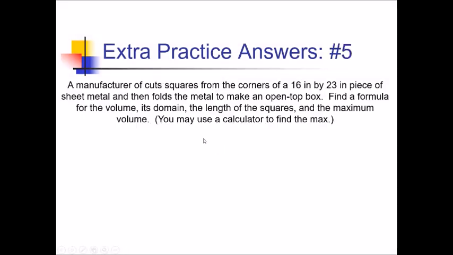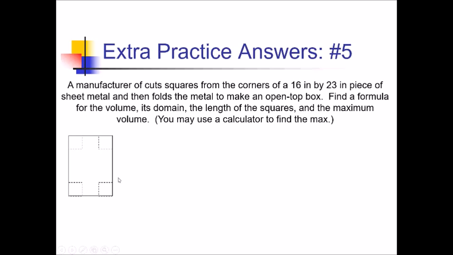For this problem, we have a manufacturer cutting squares from corners of a 16 by 23 inch piece of sheet metal. So it's a rectangular piece here, cutting out some squares from the corners and then folding this up to make an open top box. We want a formula for the volume of this box, the domain of that formula, the length of the squares, and the maximum volume. And by length of squares, they mean the length that maximizes the volume.